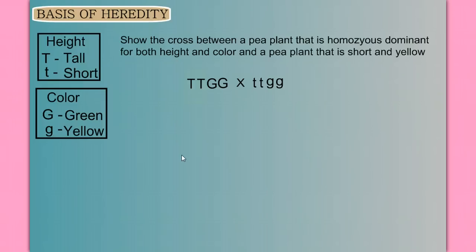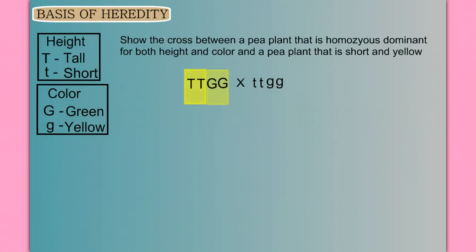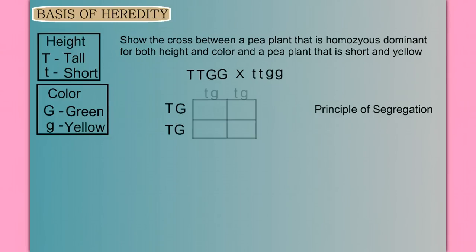Due to the law of segregation, each parent can only give one half of its information. But which half? This half? How about this half? The law of segregation said that we have to give one of each type of factor. So each parent can only give one T and one G. So here's what we get.